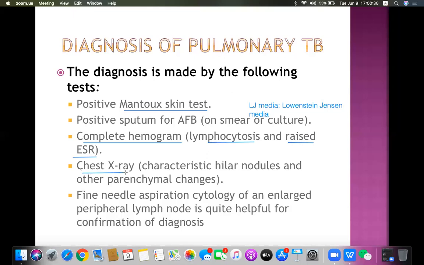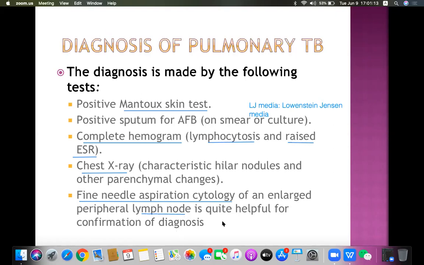Chest X-ray is always done, and it shows typical findings if it is a primary tuberculosis or secondary pulmonary tuberculosis. In primary tuberculosis, there will be Ghon complex, and in secondary pulmonary tuberculosis, there will be cavitation. Another investigation is fine needle aspiration cytology of an enlarged lymph node or some other tissue. We can do biopsy or cytology from areas affected by tuberculosis and send to the lab, and the lab will exactly tell us what is happening there.